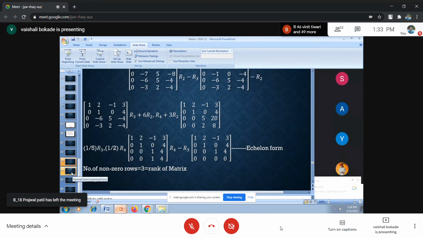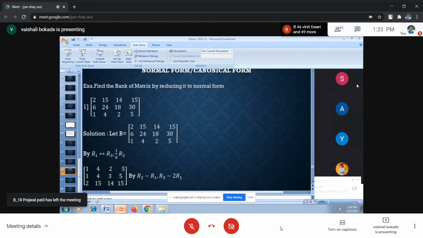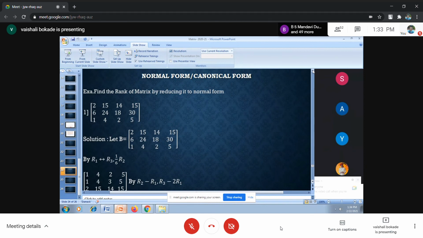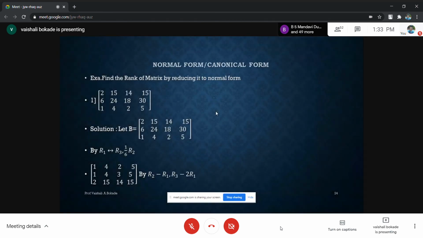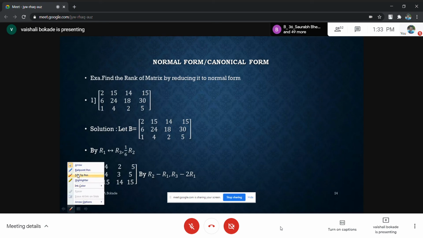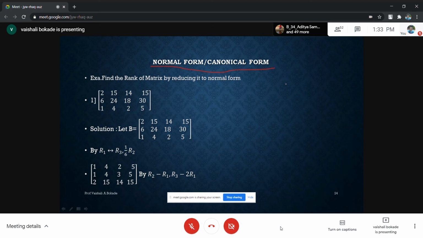Now I'm going for one more example here, so I have to go to slideshow mode. Now, in place of writing echelon form, I'm writing normal form. What is meant by normal form? Most of the time you may have this type of example: find the rank of the matrix by reducing it to normal form or canonical form.